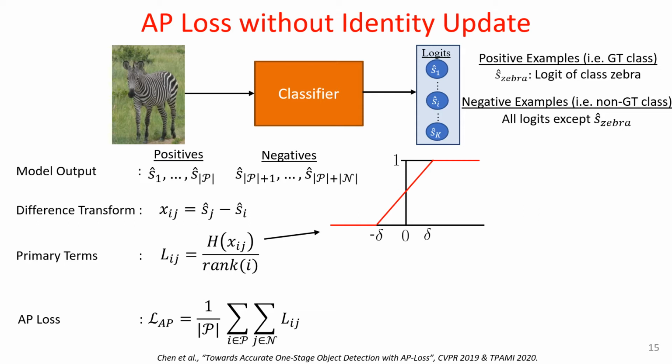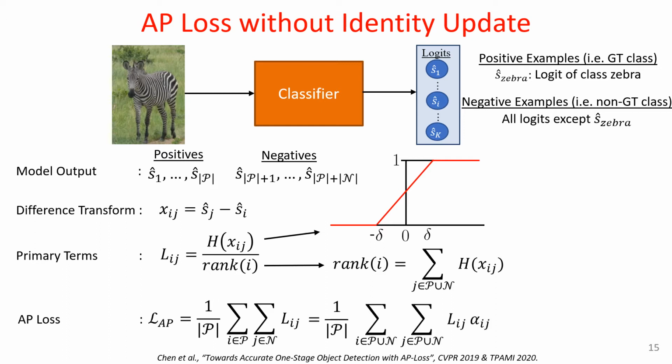Other ranking-based terms can also be defined based on those pairwise relations. For example, to find rank i, in the denominator of the primary term, one needs to sum the pairwise relations for the example i with all other examples. Finally, to cover all the pairs in the computation, an additional variable alpha ij is introduced such that alpha ij is 1 only if i is a positive example and j is a negative one.